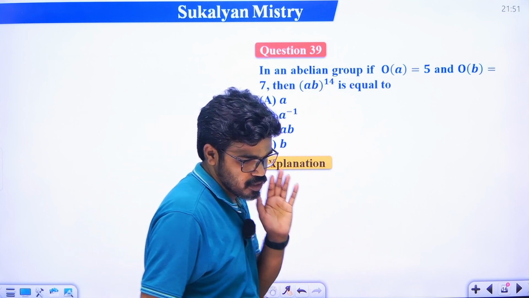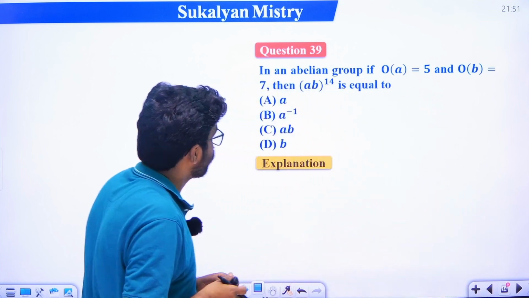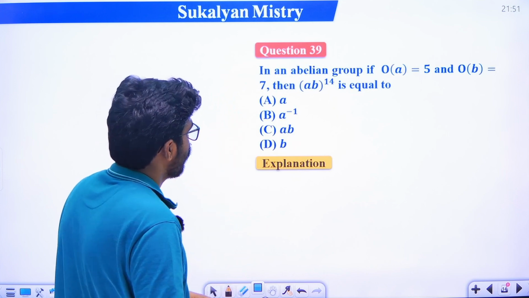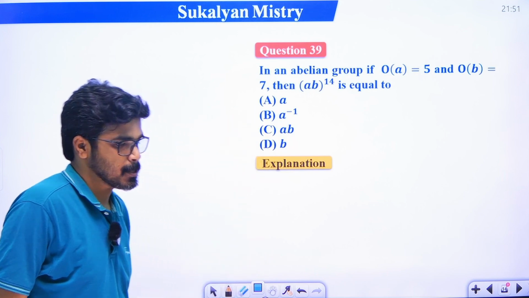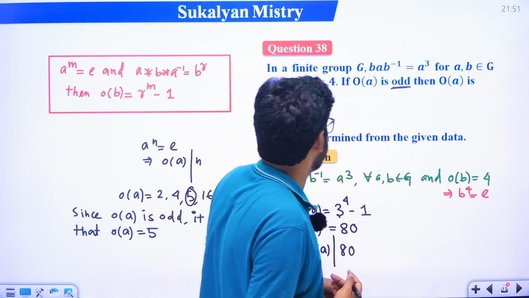In an abelian group, if the order of A is 5 and the order of B is 7, we have to calculate AB to the power 14. Same concept. This is the same as the previous problem.